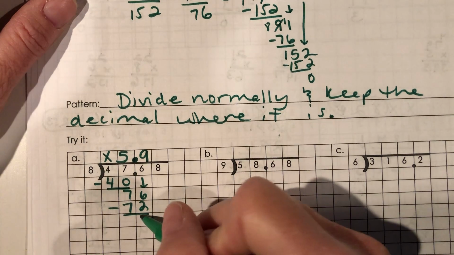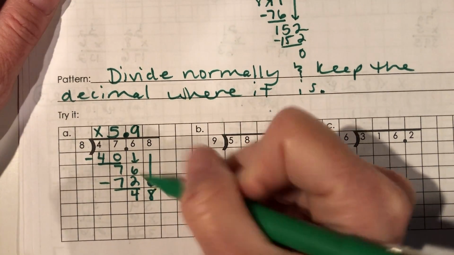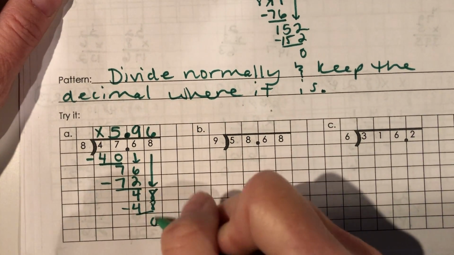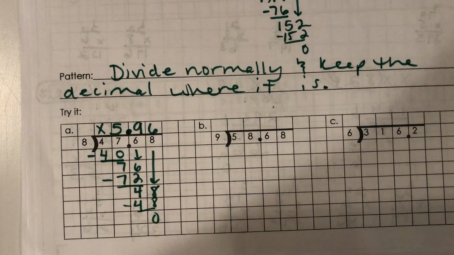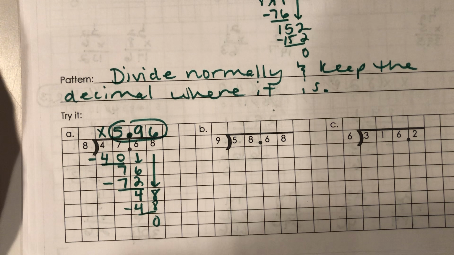And 76 minus 72 is 4, and that's less than 8, so we're good. I drop down my 8. 8 times 6 is 48. And voila, there's nothing left to drop. Our answer would be 5 and 96 hundredths, 5.96.